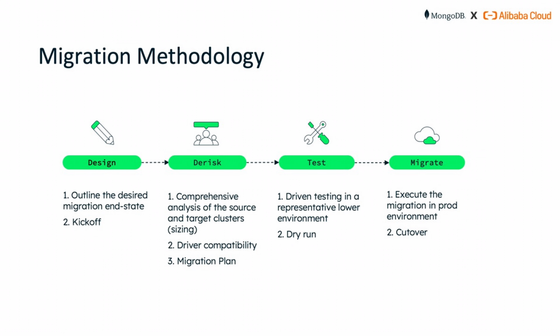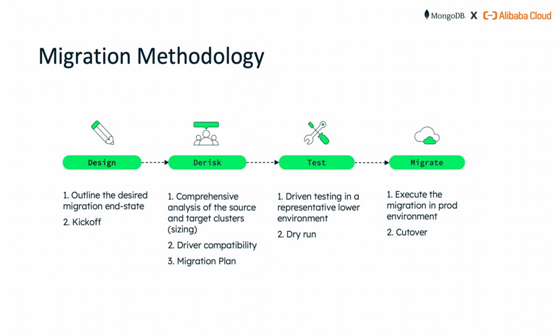Second, de-risk. This involves a comprehensive analysis of both the source and target MongoDB clusters, including proper sizing to ensure optimal performance during the migration. We also consider driver compatibility. When you migrate from, say, DocumentDB 5.0 to MongoDB 8.0, you may need to change the driver. Third, we formulate a detailed migration plan with the migration steps, which identifies and mitigates potential risks before they become problems.